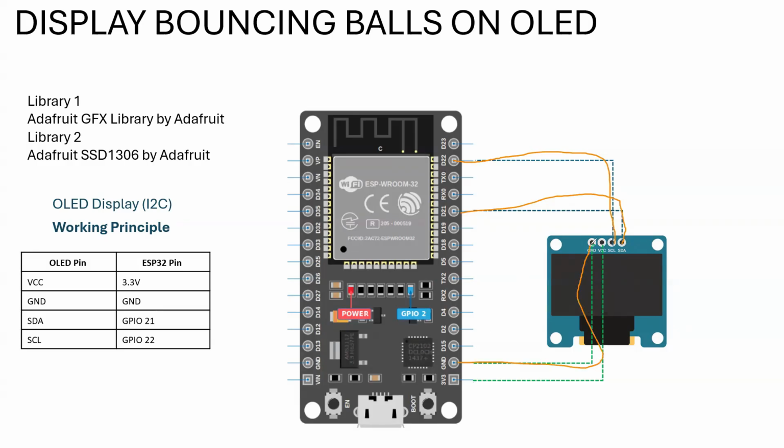Ground should be connected to the ground and VCC should be connected to the 3.3 volt. So these are also available here, so these are the connections. Secondly, you have to install some libraries, like the Adafruit GFX library by Adafruit and Adafruit SSD1306 by Adafruit. So let's install these libraries.